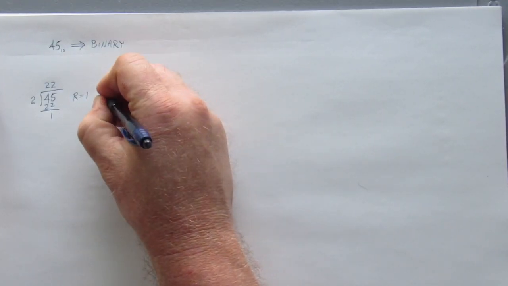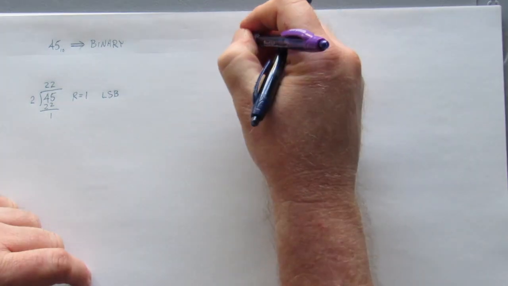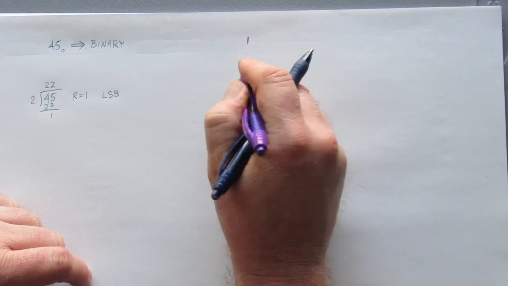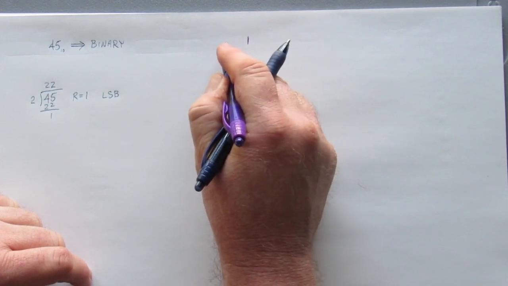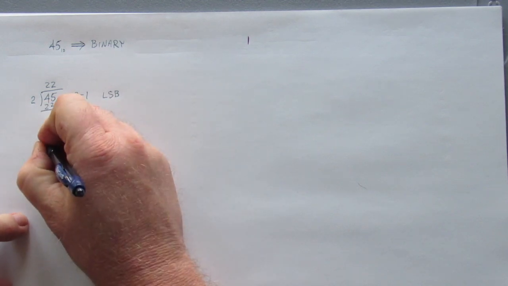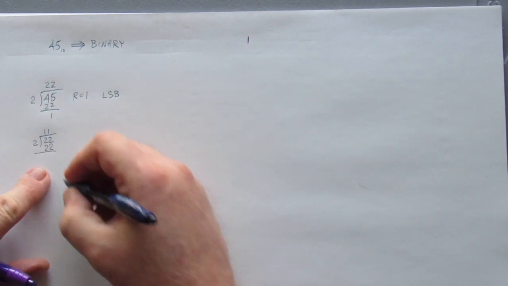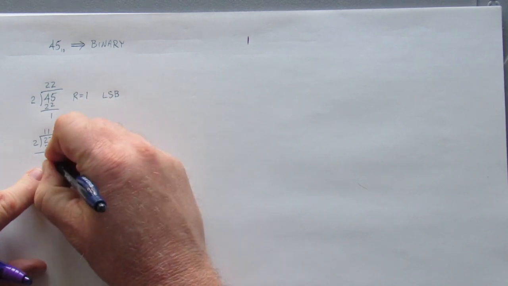This is the least significant bit. So I'm going to write a 1 on the right hand side and then start writing more numbers as they get more significant, moving to the left. So I still have 22, and if I divide 22 by 2, that answer is 11. So the remainder is 0.